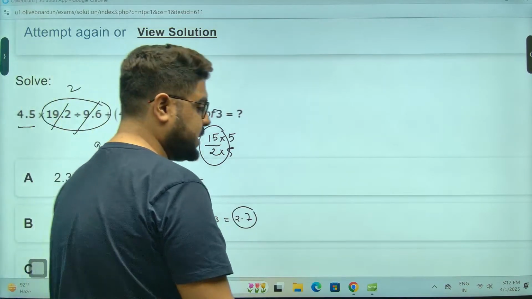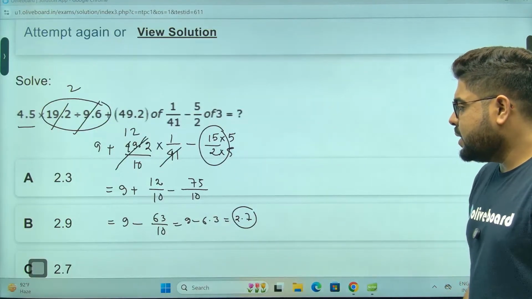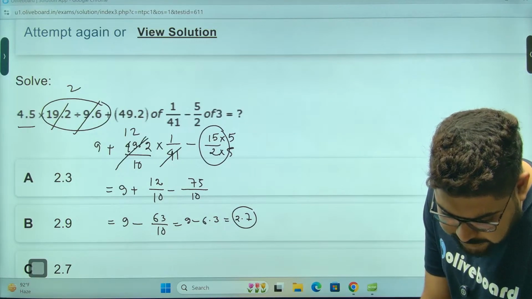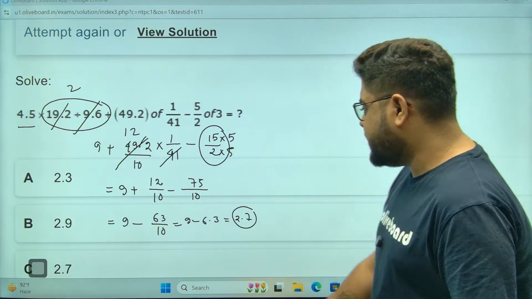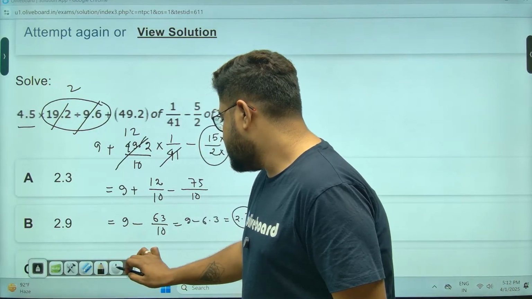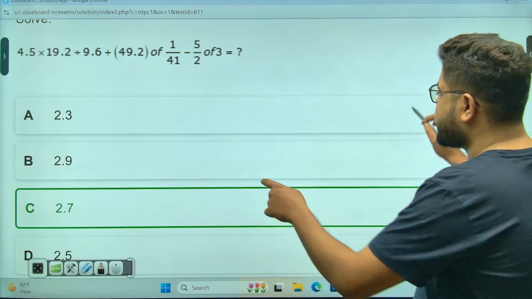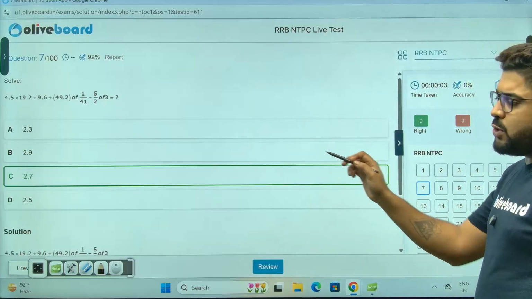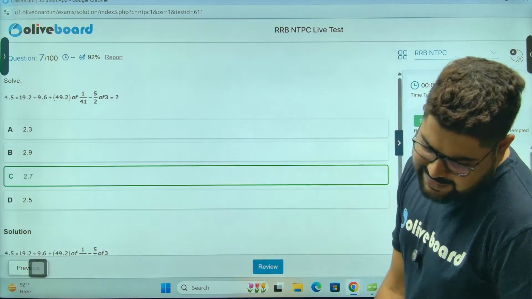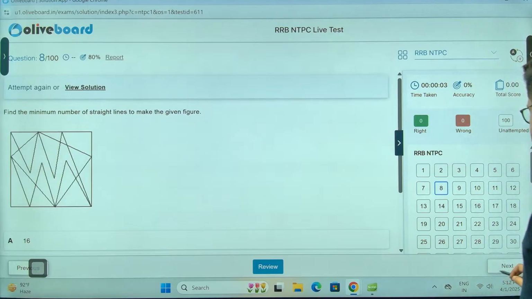2.7, option C, you see. Option C, 2.7 I'm getting. Brothers, I'm getting 2.7. Let's see now. Yes, 2.7 is the answer. Slight miscalculation. Please check once. 2.6 is not there in the option even. Yes, that is a slight miscalculation. Right?